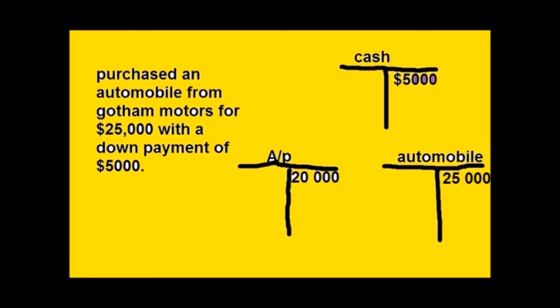We just purchased an automobile from Gotham Motors for $25,000 with a down payment of $5,000. Cash would be credited $5,000, which means that we have paid someone that money, because credits under assets is a decrease. We have the rest to pay, $20,000, which will also be credited under accounts payable for Gotham Motors, which means that the money we now owe them has increased because it is under credits for our liability. And $25,000 will be added to debits under automobiles to show we now have a vehicle worth that amount.